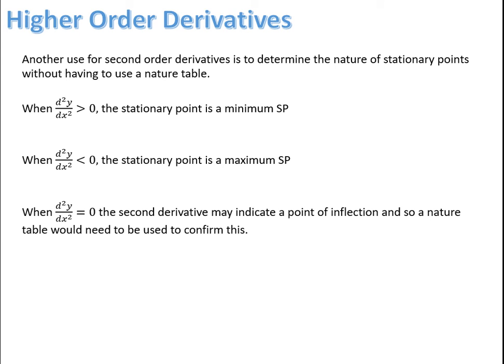Okay. In the unique situation where d squared y by dx squared is equal to 0, the second derivative may indicate a point of inflection, and so a nature table will need to be used to confirm this. So just look out for that one, but it's more likely to be one of the first two. And from now on, you can use this instead of doing a nature table. You don't have to go through that whole process.